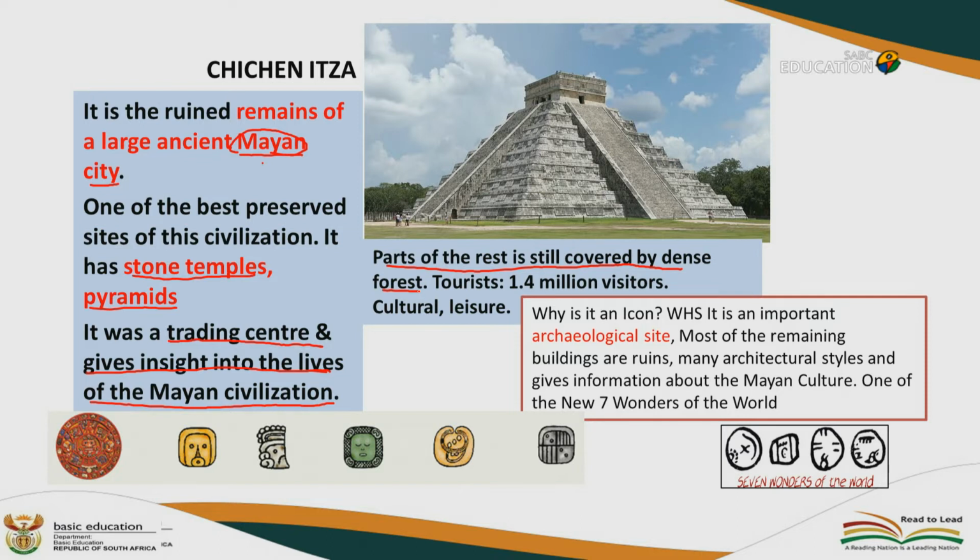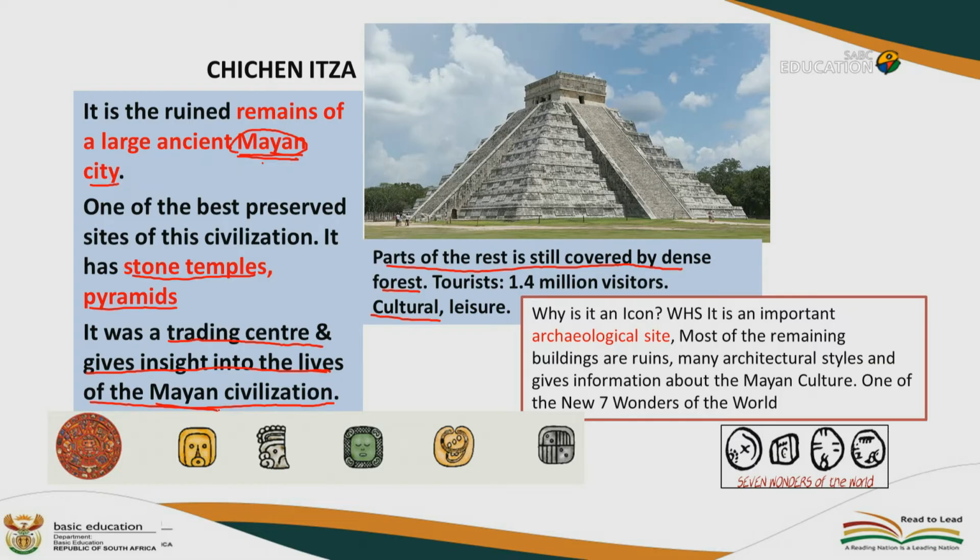This is how it is different from other icons. And then check the stats, 1.4 million visitors. And then what type of tourists visit? Cultural and leisure. The word cultural just matches with this, the Mayans. It talks about the people. This is why it was identified.